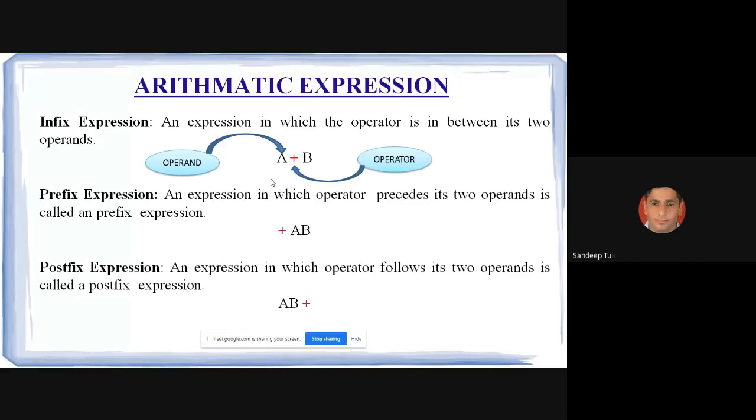Now, what are operands? Operands are the variables or constants on which we want to perform some operations. And what are operators? Operators are the operations that we are going to perform on the operands. Is there any doubt in these two terms, operands and operator? In any arithmetic expression, we have only two kinds of quantities: one is operator and one is operand. Is it okay?